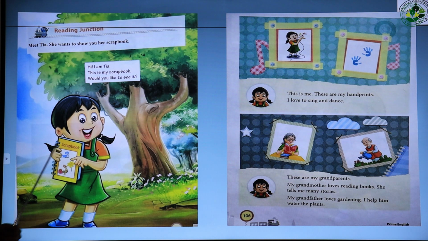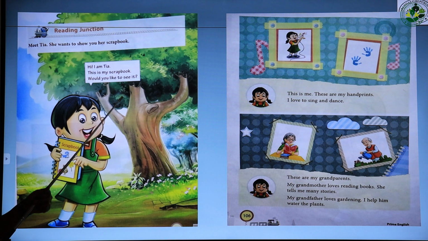So, what is the name of this book? Scrapbook. Say once again. Scrapbook. What is the name of this little girl? Tia. What is the name of this book? Scrapbook. Tia's scrapbook. Hi, I am Tia. This is my scrapbook. This is Tia's scrapbook.